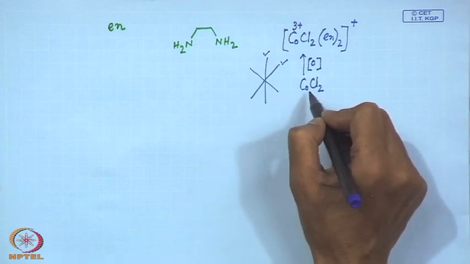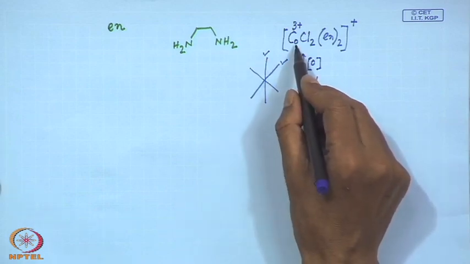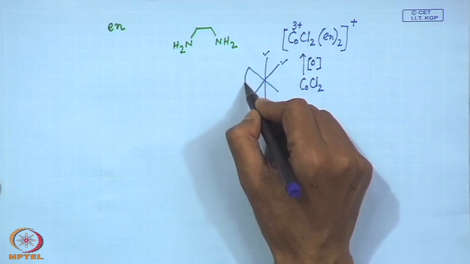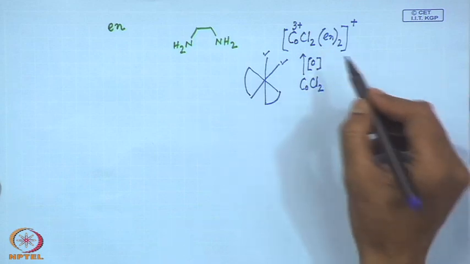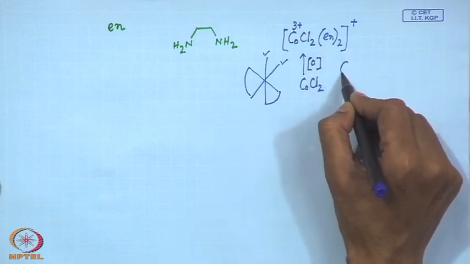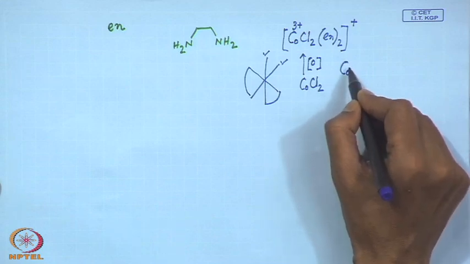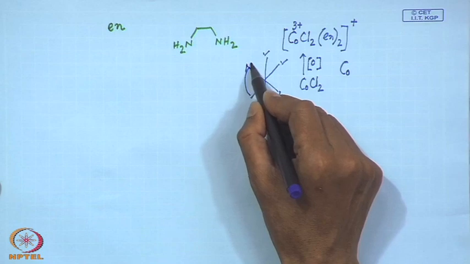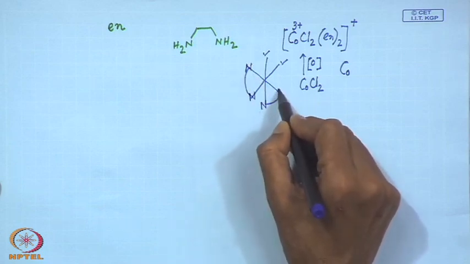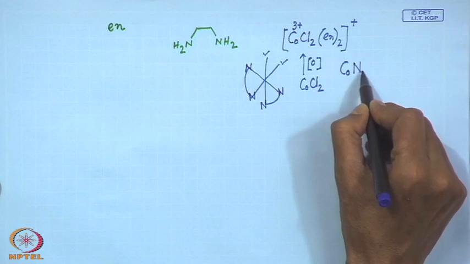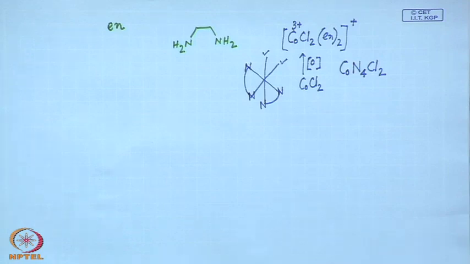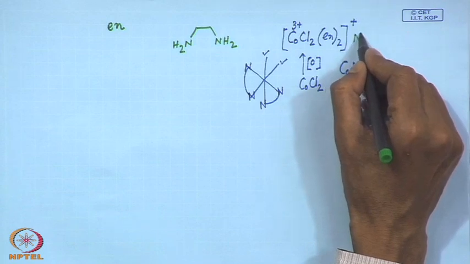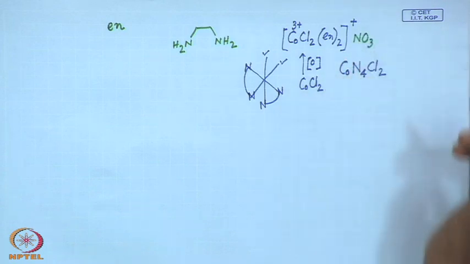So, 2 of these chlorides are still present with the cobalt, and 2 more positions are occupied by these 2 bidentate ligands of ethylene diamine. So, we get a typical octahedral compound where the cobalt is bound to 6 atoms, 4 of them coming from the nitrogens of ethylene diamine. So, it is CoN4 and 2 of them are Cl2, so CoN4Cl2.